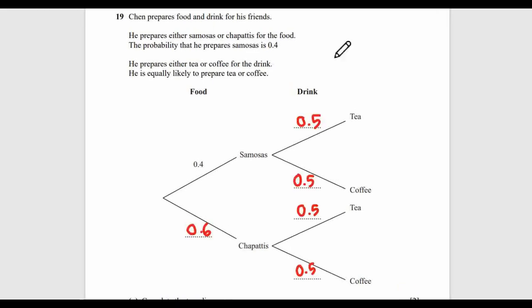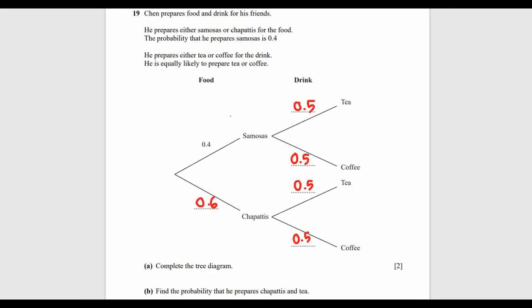So here we go. We have 0.4, to make 1 it's 0.6. That is the probability for chapatis. Now equally likely means 50-50, so 0.5 to each of coffee and tea. Next, now we see question 19b. The same question, but part B is find the probability that he prepares chapatis and tea. So we just take the answers from here.